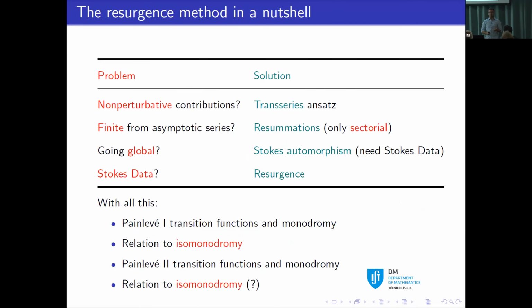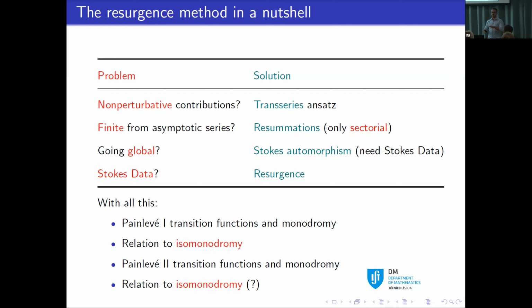So how do we perform resurgence in this context? We get the equation, and now the things that we're missing are the non-perturbative terms. How do we solve this? Until now, we only have the perturbative series. We basically use these transseries ansatz. If one cares a little bit more about getting numbers out of these asymptotic series, one can perform these Borel-Laplace transforms, but we know that this only works sectorially. So this only works in a sector of the complex plane.